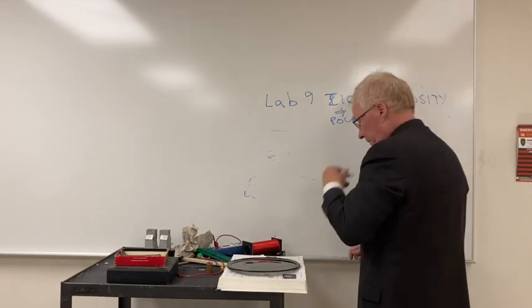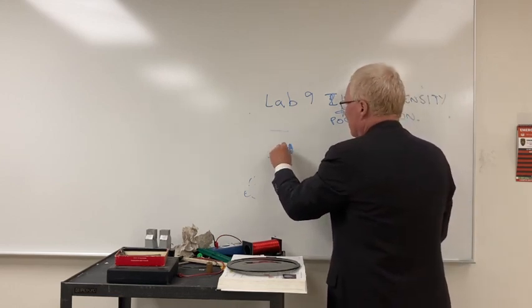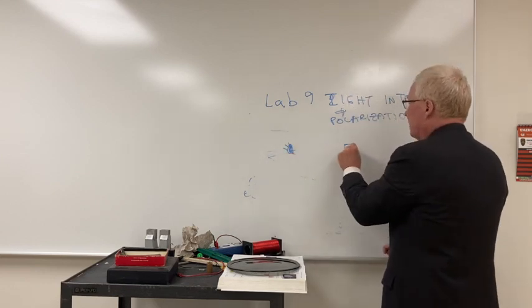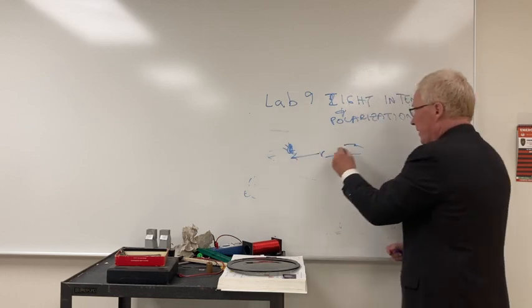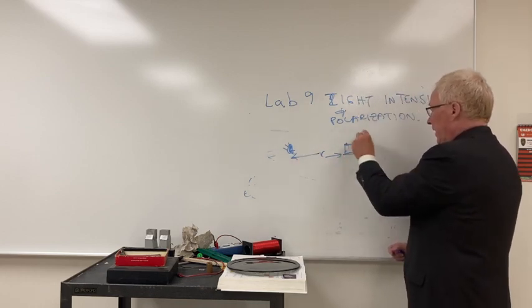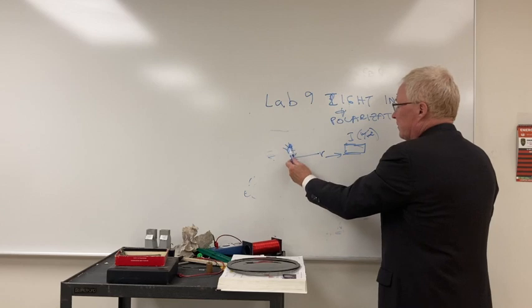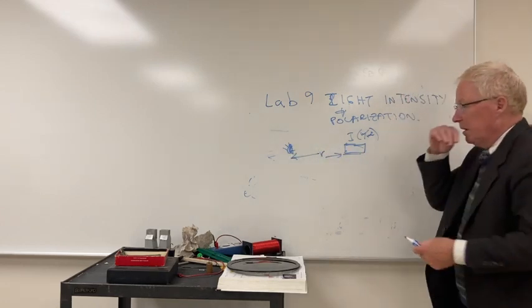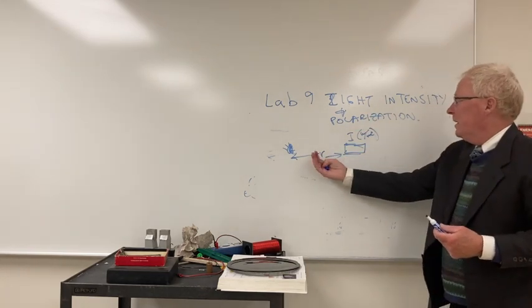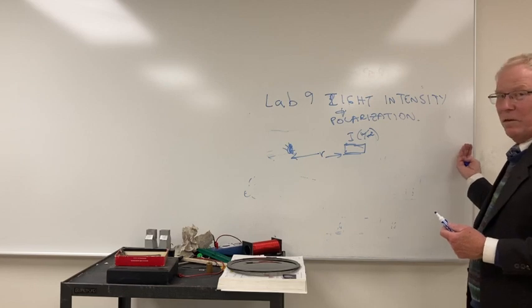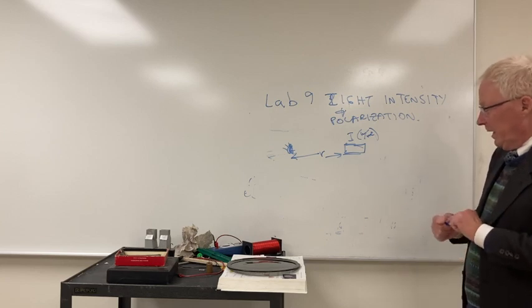So, for the first part, we have a light source and a sensor a distance R away. We're going to measure the intensity of the light in watts per meter squared at distances of 10, 20, and so on. This is the lab handout. We'll be measuring how the intensity changes as we go farther and farther away from the light source. So that's the first part of Lab 9.